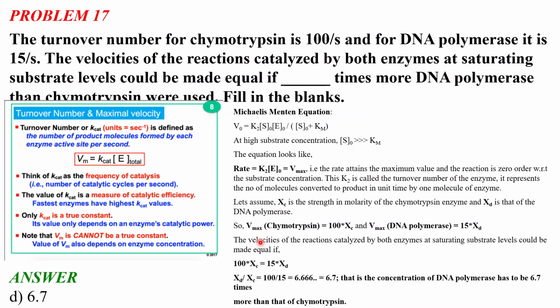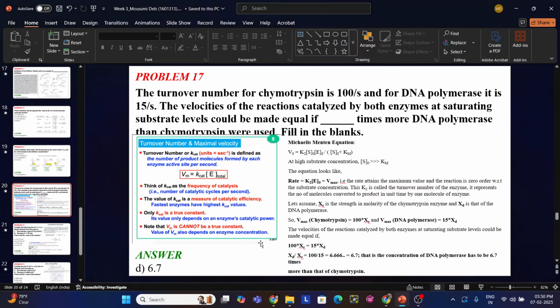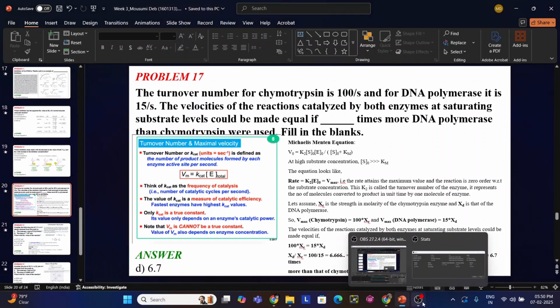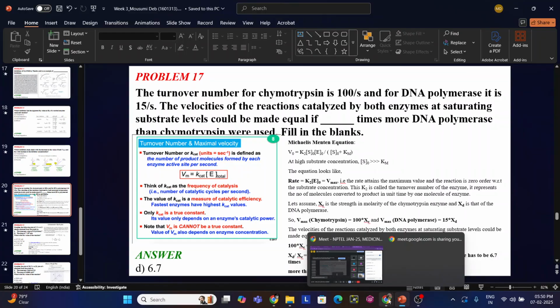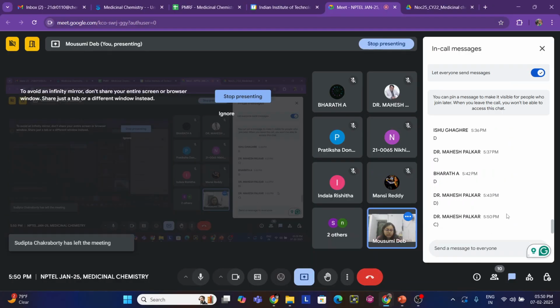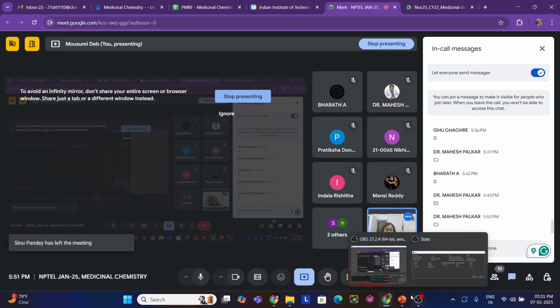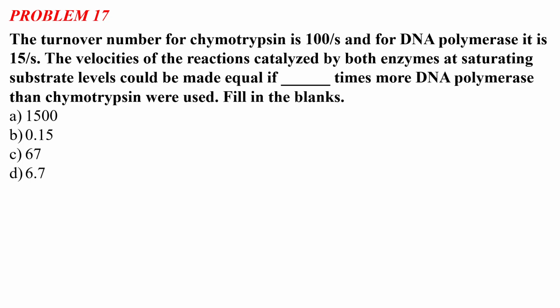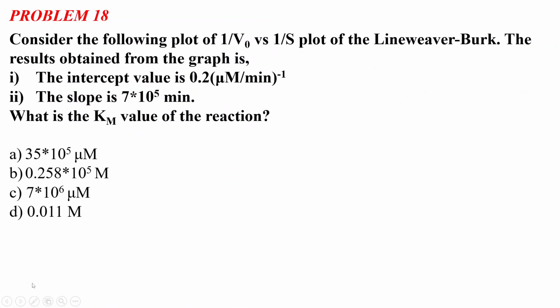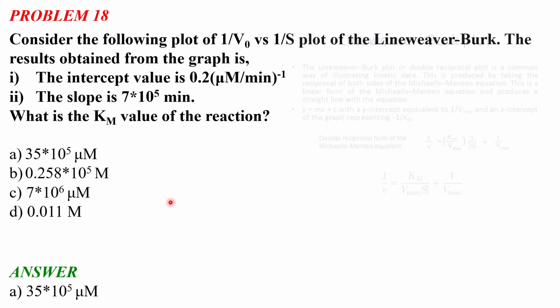Let me check the chat box now. Okay, I have one answer which says it's number C. Let me check if number C is the correct answer or not. So the value of Km will be, it's number A. Okay, fine. Let me show you how to solve this question.